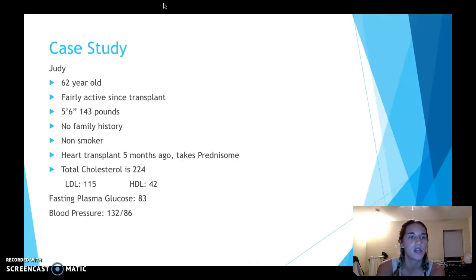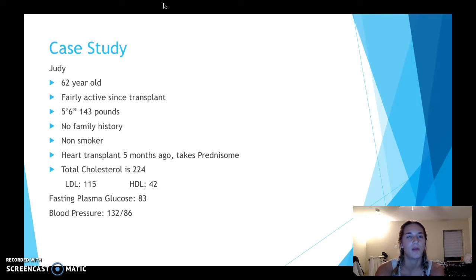So for my case study, I chose Judy. She's a 62-year-old client who's fairly active since her transplant. Her transplant was 5 months ago, and she has taken prednisone ever since. She's 5'6" and weighs 143 pounds. She has no family history and is a non-smoker. She has fairly healthy levels: her cholesterol is 224, LDL 115, HDL 42. Her fasting plasma glucose is 83 with a blood pressure of 132 over 86.